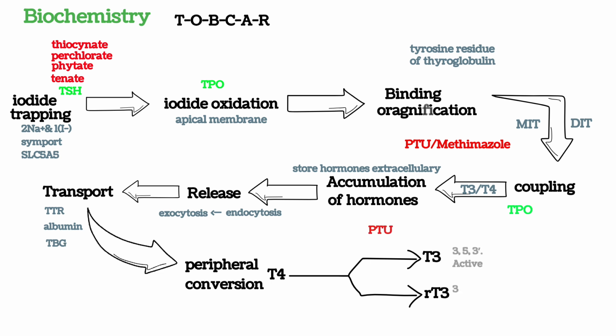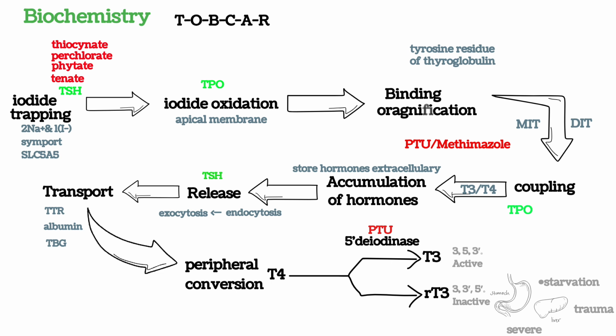TTR, albumin and TBG will help in transport. The formula of T3 and T4 is very important. 3, 5 and 3 dash: this is T3. And 3, 3 dash and 5 dash: this is reverse T3. Reverse T3 is increased in starvation, severe illness, and liver diseases. All these will lead to increased reverse T3. Now SLC5A5, sodium iodide import. The BRAF V600E mutation will lead to a change in NIS activity and decrease its expression in the thyroid gland.